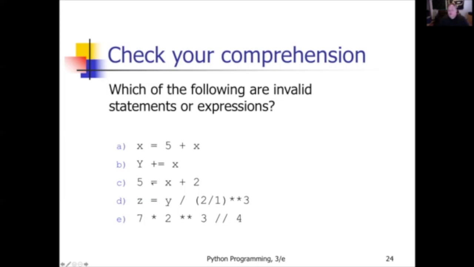I can have a variable called X5, but I can't have a variable that starts with a number. So this is an invalid statement completely. How about this one? Z equals Y divided by 2 over 1 cubed. So 2 over 1 is 2. Cubed is 8. So Y divided by 8 gets assigned to Z. That makes sense. And then how about this?